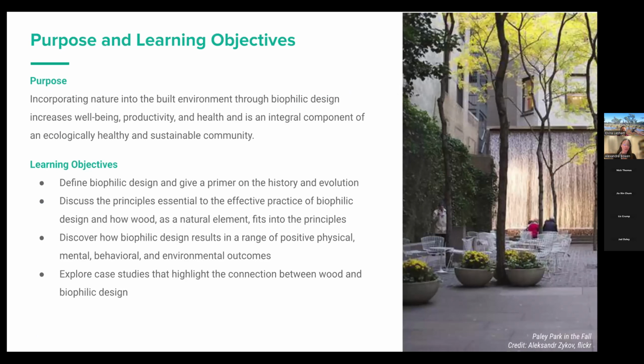So some of the learning objectives today, like I mentioned, I do want to talk a little bit about wood. I do have a special place in my heart for it, but I also want to give an overview of the biophilic design framework. I want to talk a little bit about a few case studies, and then give you a little bit of a primer on the history of biophilic design and what it is and how it was coined and all that good stuff.